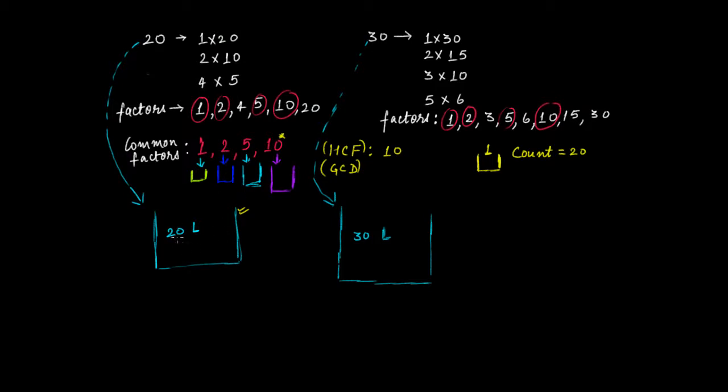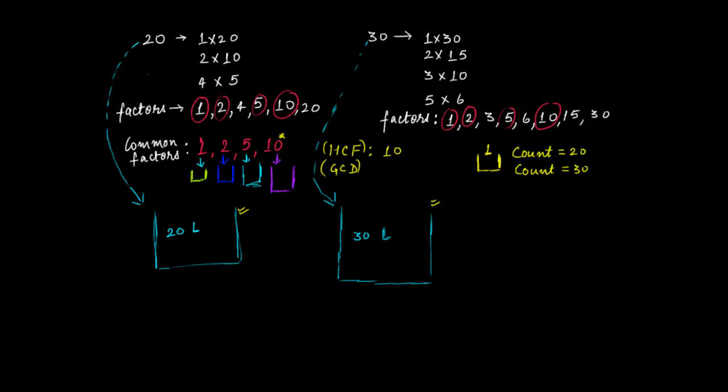1, then 2, then 3, then 4, then only it can be completely filled, this 20 liter beaker. Similarly, for this one, how many turns will be there for this 1 liter to fill it completely? So the count will be 30.